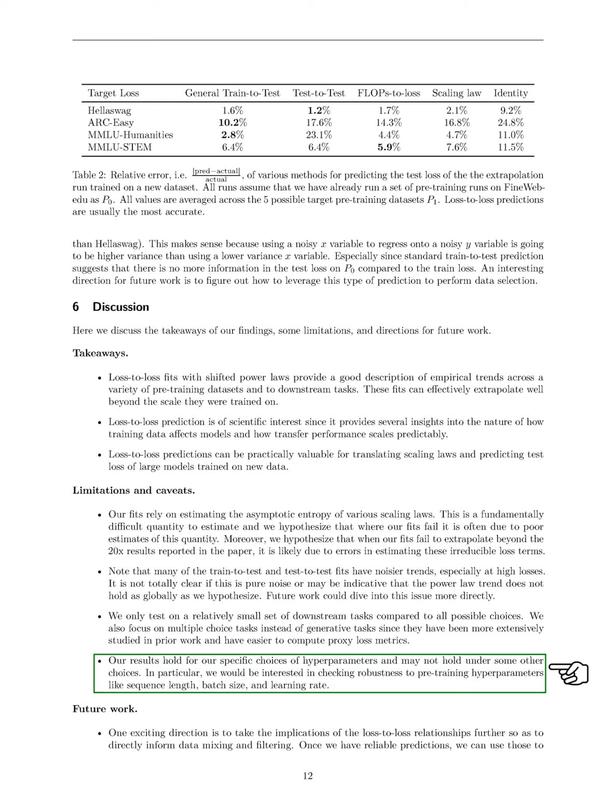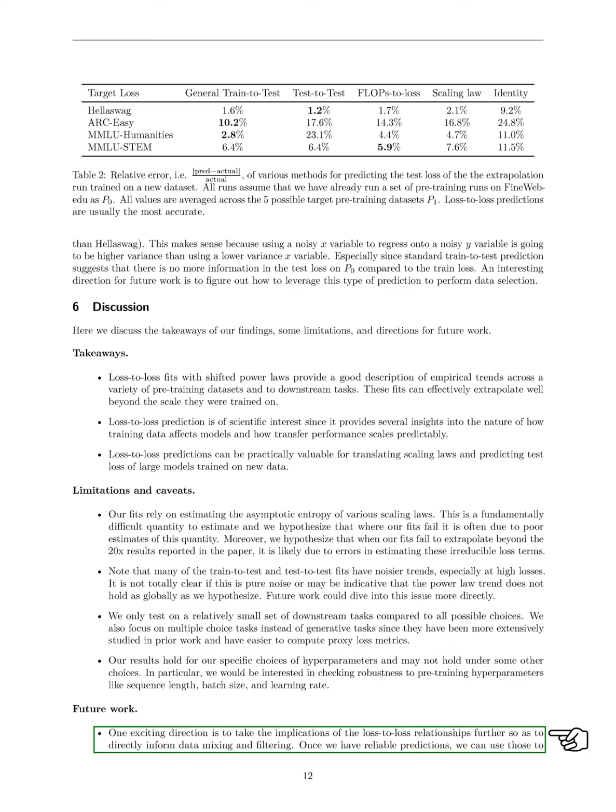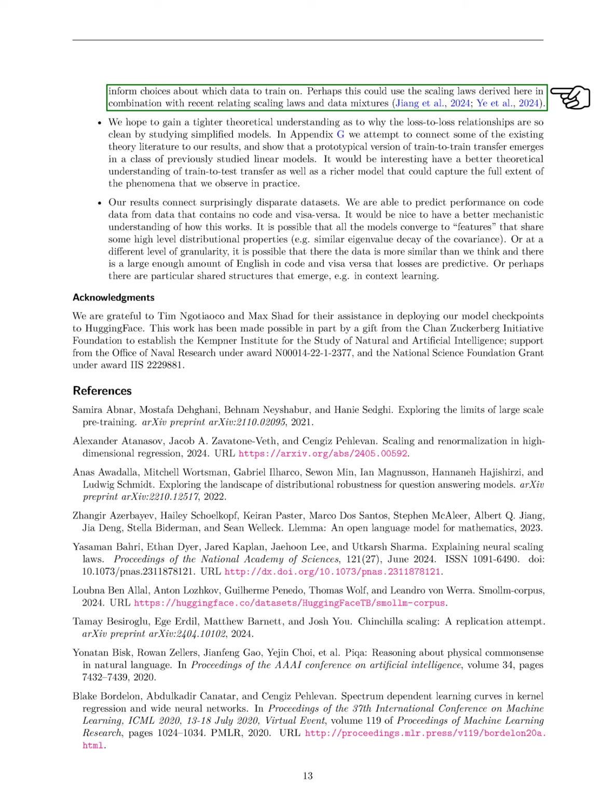Section: Future Work. In this section, we explore future work directions. One promising area is to delve deeper into the loss-to-loss relationships to enhance data mixing and filtering. Once we achieve reliable predictions, we can better decide which data to use for training. We might leverage the scaling laws we've derived alongside recent findings that connect scaling laws with data mixtures.